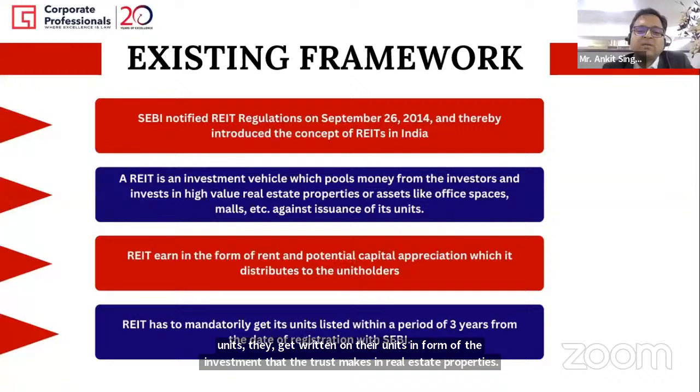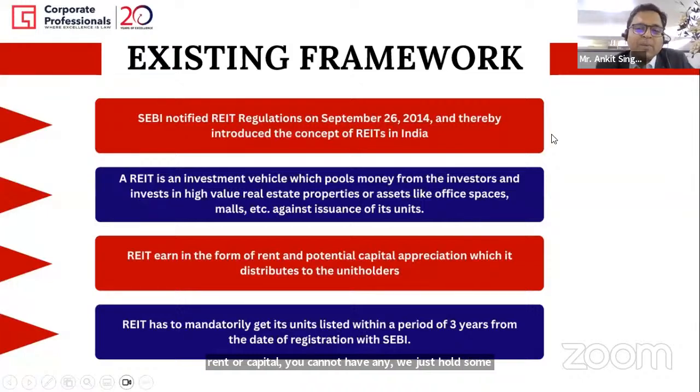Basically, properties which are earning rent or capital appreciation. You cannot have any REIT which just holds some asset and earns money out of the appreciation. They have to be income generating properties. And as sir mentioned, 80% of it has to be deployed in income generating properties. So a REIT is a structure where there is a trust which launches the entire REIT. Then there are certain other participants, which we will discuss.